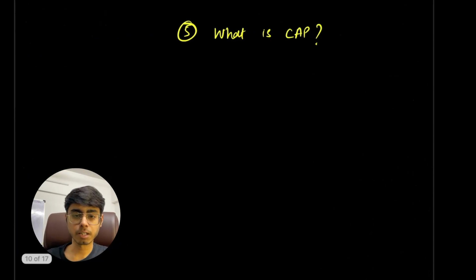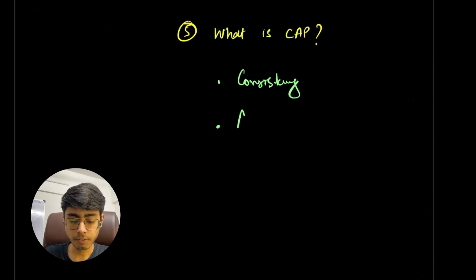Then there is the CAP theorem, right? This is again a way of understanding or choosing whether to go with SQL or NoSQL databases. C means consistency, A means availability, and P means partition tolerance.